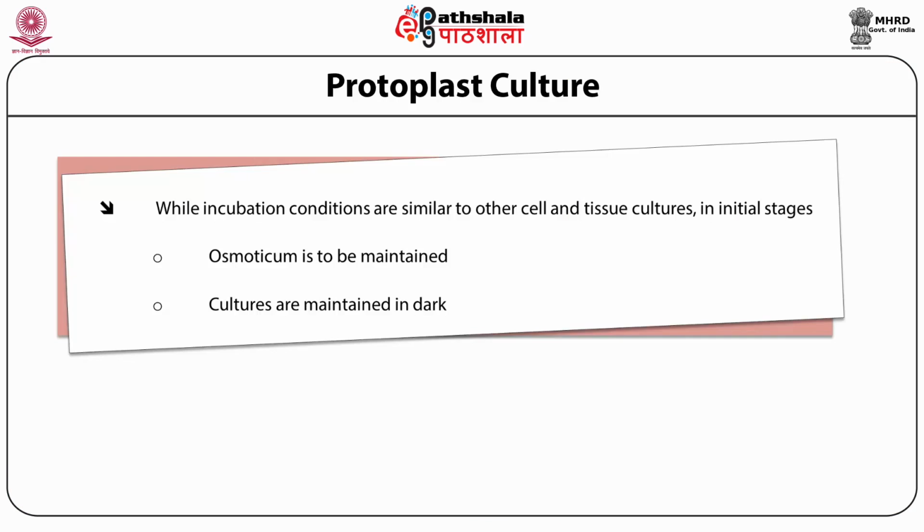We use the double layer method. It's semi-solid media at the base and a thin layer of the liquid media on top, as well as the agarose droplet bead method, so as to get localized area colonies of high cell density. In the initial stages, the osmoticum of the media is maintained so that the cell doesn't lose any water. And initially, because of the lack of cell wall, you also have to keep the protoplast cultures in the dark.